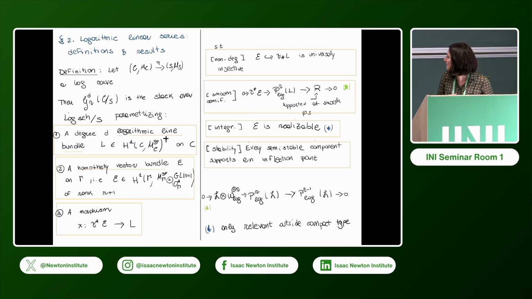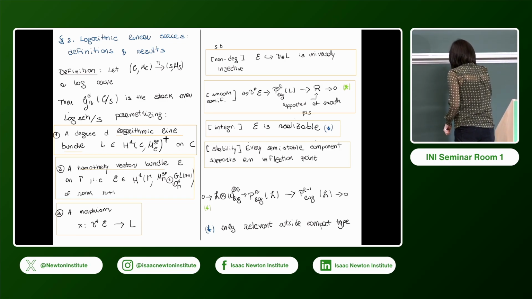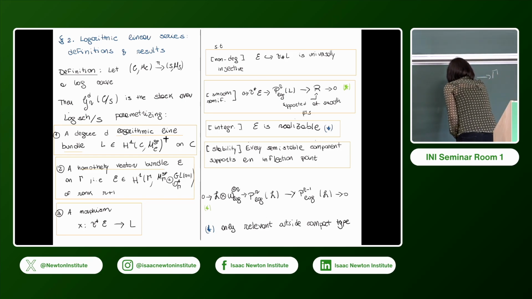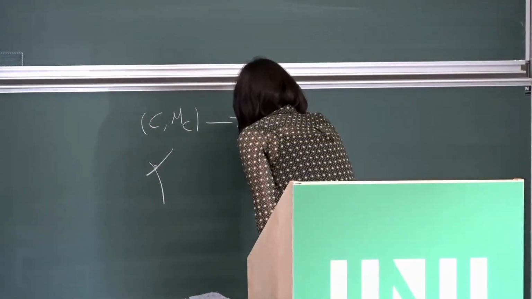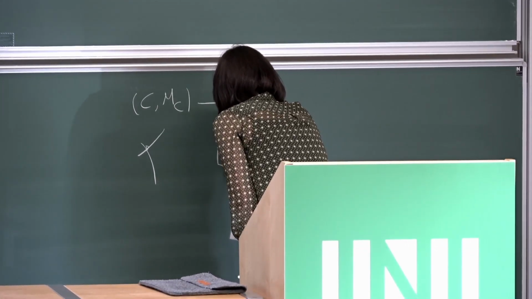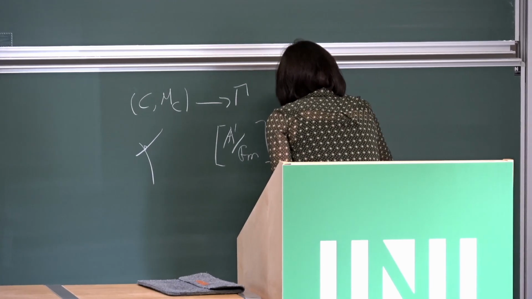Sorry, I got a little lost. What was tau again? So tau is this map which goes from my log curve, and tau is this thing that I call tropicalization, which is A1 mod Gm union V Gm A1 mod Gm.